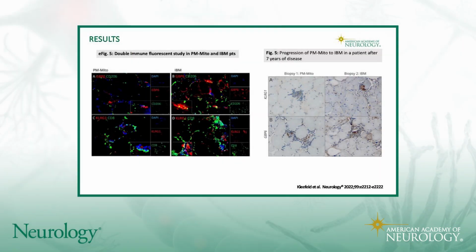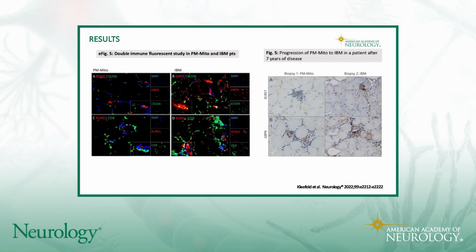Okay, so these are the main two markers that they report in the paper, and they also do some, as you can see here in supplemental figure 5, double immunofluorescence studies to see where these two markers co-localize. In this figure, on the left is a biopsy of a patient with PM-Mito, and on the right is a patient with inclusion body myositis, right? Then you can see in red the GBP6 and the KLRG1. Let's focus on the muscle biopsy of the patient with inclusion body myositis, because it's going to be easier to see that GBP6 co-localizes with the green marker, which is CD206, a marker for macrophages.